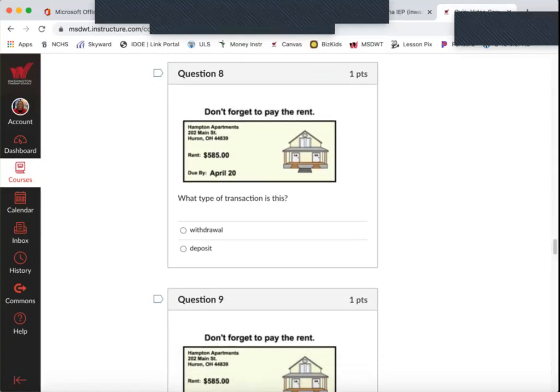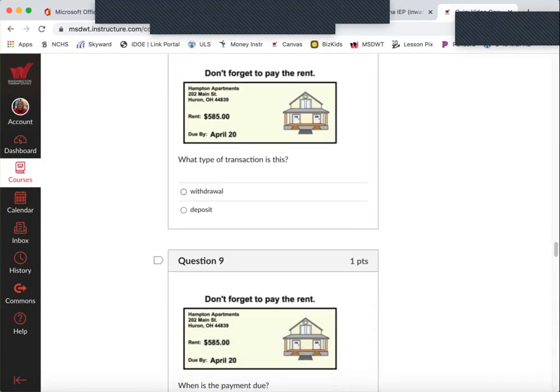Okay, so don't forget to pay the rent. Hampton Apartments, 202 Main Street, Huron, Ohio, 44839. Your rent is $585. It is due by April 20th. So what type of transaction will this be? Withdrawal or deposit?